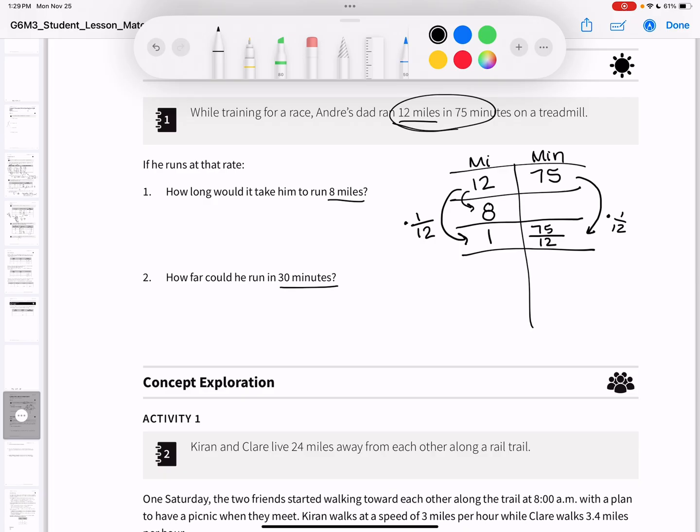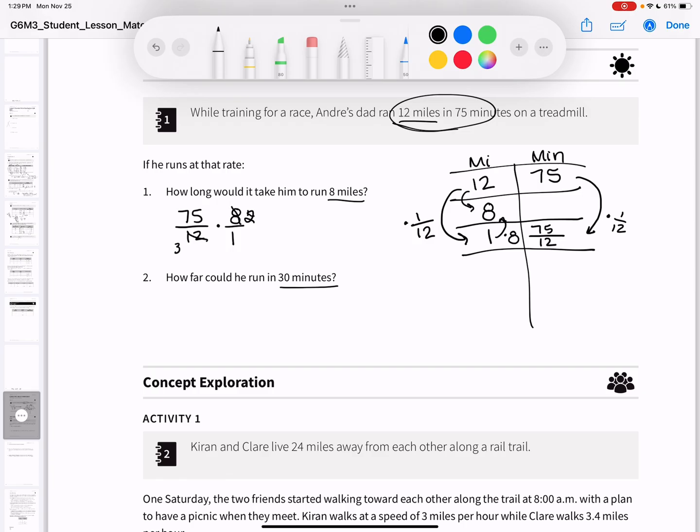From there, I now need to go up to 8. Well, what am I going to do to get from 1 to 8? I'm going to multiply by 8. So I'm going to do that same thing here. I'm going to do 75 twelfths times 8 over 1, right? And I'm going to cross reduce to make this easier for myself, okay? So I know that 4 goes into 8, and that leaves me with 2. And I know 4 goes into 12, and that leaves me with 3.